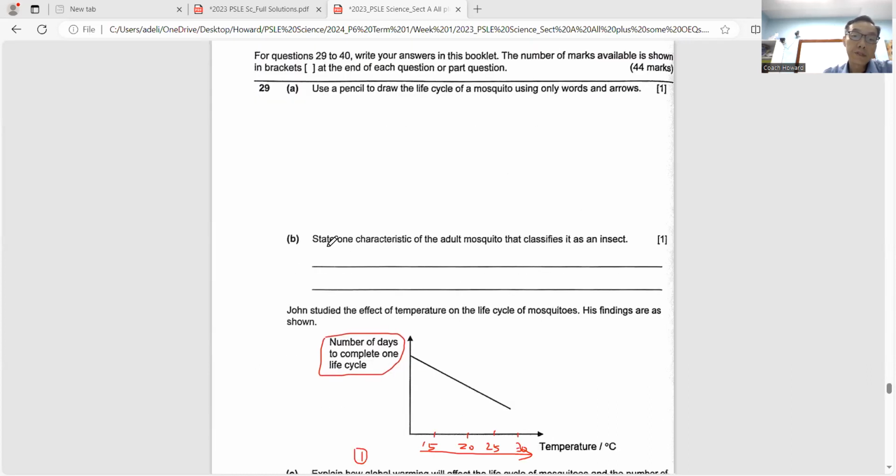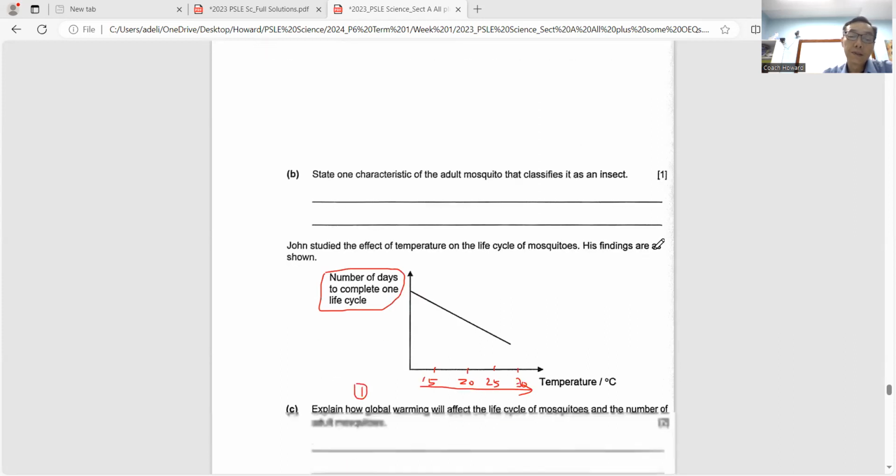And then next, they need to state one characteristic of the adult mosquito that classifies it as an insect. So this is a P3 level question, or P4. You can either say the adult mosquito has 6 legs, or you can say the adult mosquito has 3 body parts. So any of these will qualify for 1 mark for the student.